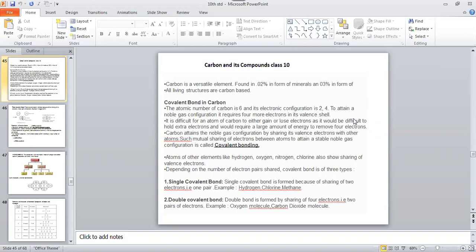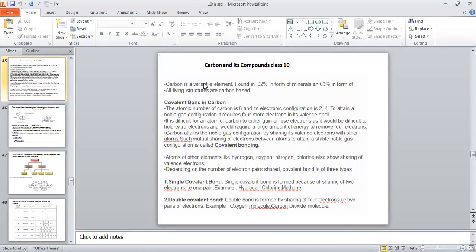Today, we will study chapter number 4 from 10th standard of NCERT syllabus. This is an important chapter of organic chemistry, that is carbon and its compounds. We know in the periodic table, carbon has position 6, its atomic number is 6.